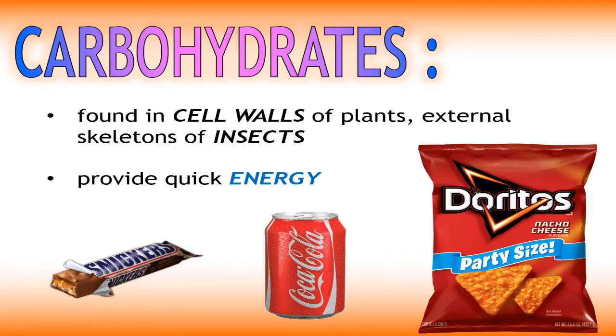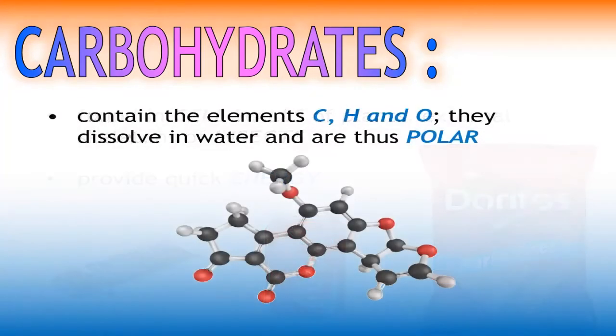Why are they sources of quick energy? It's because they're not just made of carbon and hydrogen like the hydrocarbons are. Hydrocarbons are just hydrogen and carbon, but carbohydrates are carbon and the building blocks of water. Since carbohydrates actually have the building blocks of water, hydrogen and oxygen, in them, hey, guess what? They'll dissolve in water. So they are polar compounds.